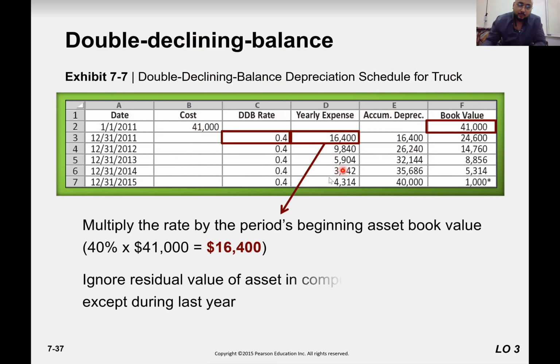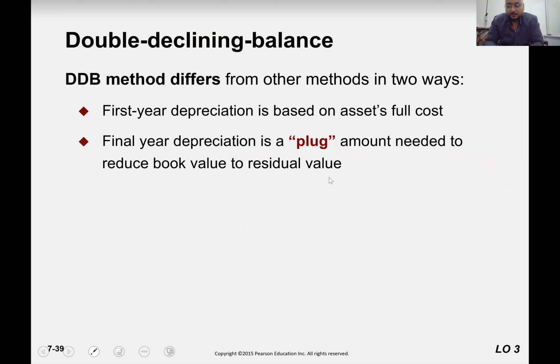Right? Let's move forward. The double declining method differs from the other methods in two ways. Number one, as I just told you, the first year depreciation is based on the asset's full cost, 41,000, not 41,000 minus salvage value. So in the double declining method, you multiply the full cost price with the double declining rate. And the last year depreciation is a plug number, which is equal to the difference between the book value of the previous year minus the salvage value or residual value.